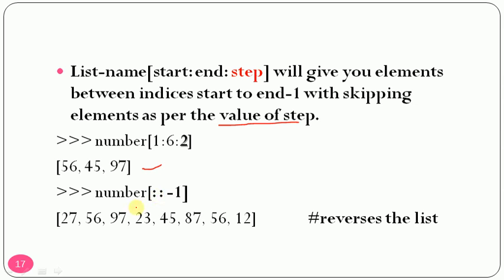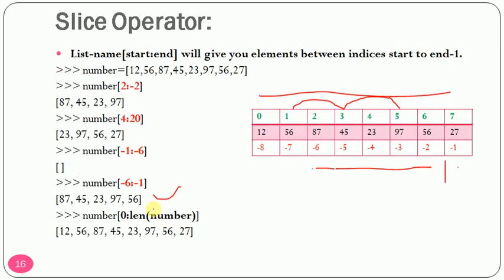Now look at this one, num[::-1]. The start value is not given and the end value is not given, but the step value is given as minus 1. That means you have to move from the back to the front, so minus 1 skipping is needed. That means from here to here, from here to here, here to here. This way you need to skip. The end value is not given, so it goes all the way to the first value.